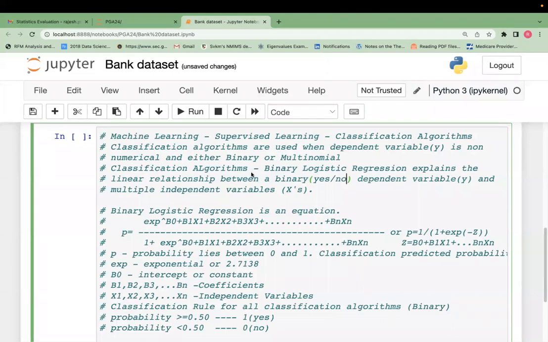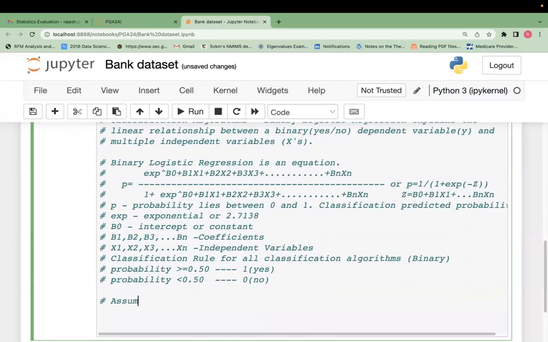Multinomial means what? More than two classes. P, probability, is equal to exponential to the power of intercept plus beta 1 x1, beta 2 x2 till beta n xn, divided by 1 plus e to the power of intercept plus b1 x1, b2 x2 till bn xn. The short form is 1 by 1 plus e to the power of minus z, where z is intercept plus b1 x1 plus up to bn xn. So P is the probability, E is the exponential, then intercept, coefficients, independent variables. The classification rule is: if the probability is greater than or equal to 0.50, it will be classified as 1, and if the probability is less than 0.50, it will be classified as 0.